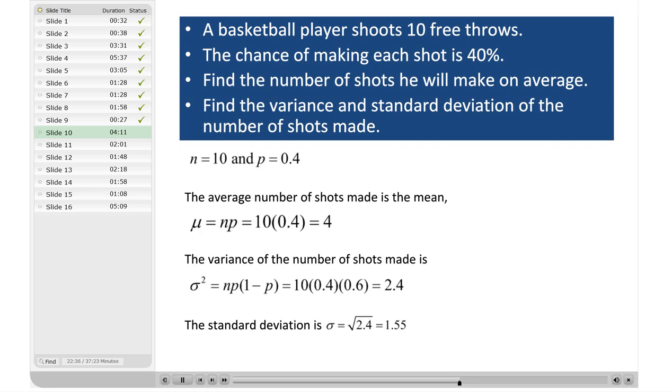So, in other words, the basketball player could make anywhere between 0 and 10 shots, but he's actually very unlikely to have a number that's more than 2 standard deviations away from the mean. He has a 98% chance of being between 1 and 7. So that kind of explains why we're interested in calculating the standard deviation.